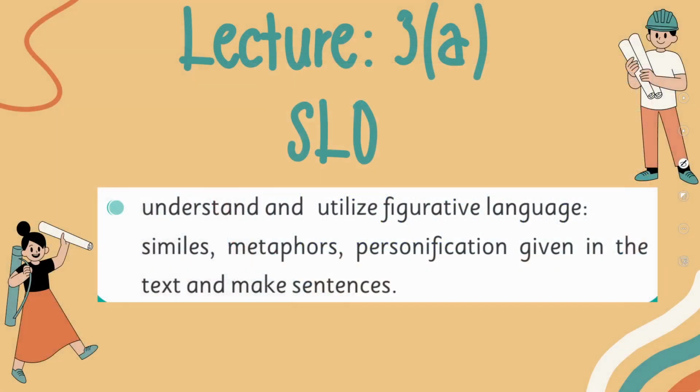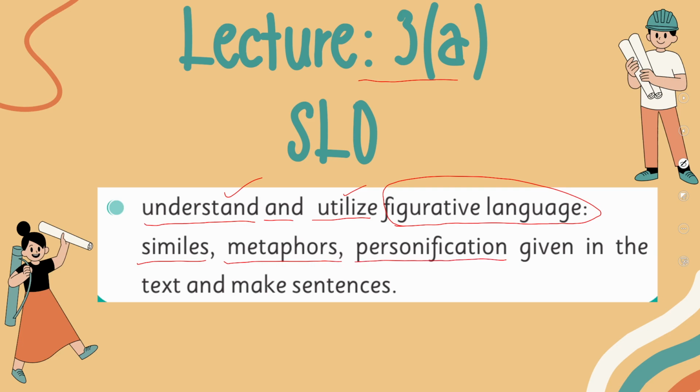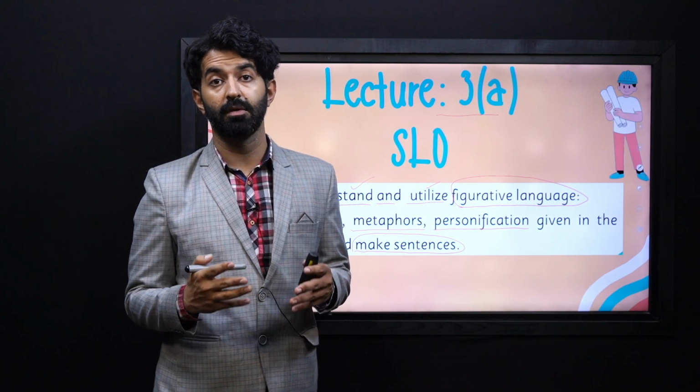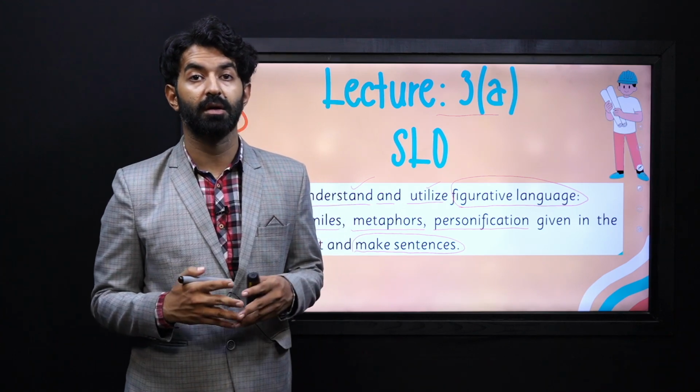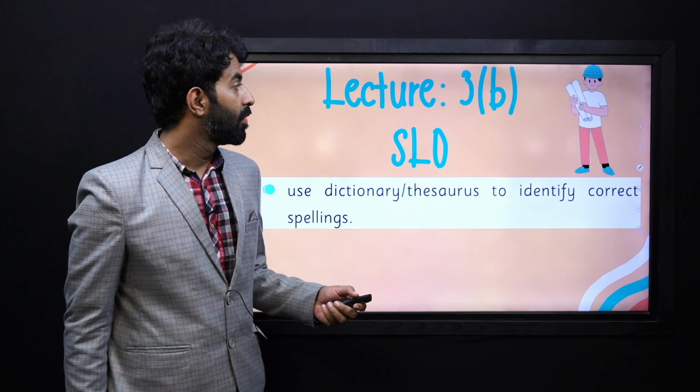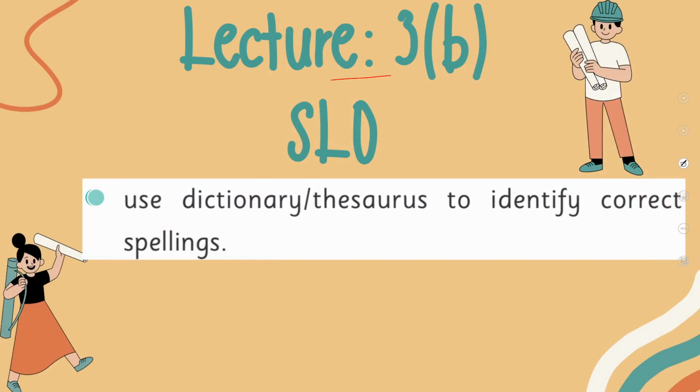Next one is our lecture number 3A, and our students' learning outcome is to understand and utilize figurative language. Figurative language includes literary terms and devices like similes, metaphors, and personification given in the text, and making sentences after you have learned the text. So this is about figurative language, and we will be looking at different figures of speech mentioned in our students' learning outcome.